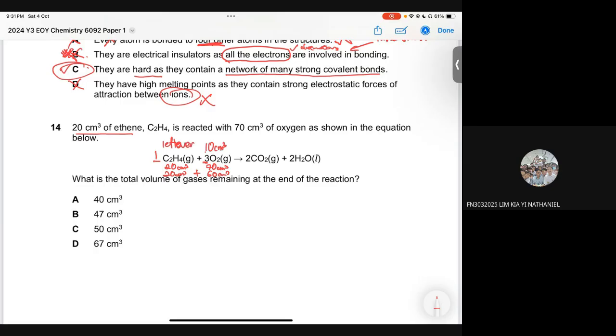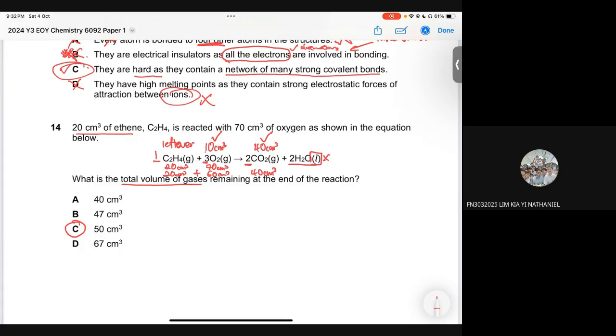Next, if 20 cm cube of C2H4 reacted, because the ratio of ethene to carbon dioxide is 1:2, I know 40 cm cube of carbon dioxide will be produced. So I have 40 cm cube over here as well, because this is the total volume of gas remaining. So I got 10 cm cube of oxygen and 40 cm cube of carbon dioxide. Last one, water. Oh, it's a liquid, so I don't care about this because I only want the volume of gas. Therefore, the answer for this one will be 50.